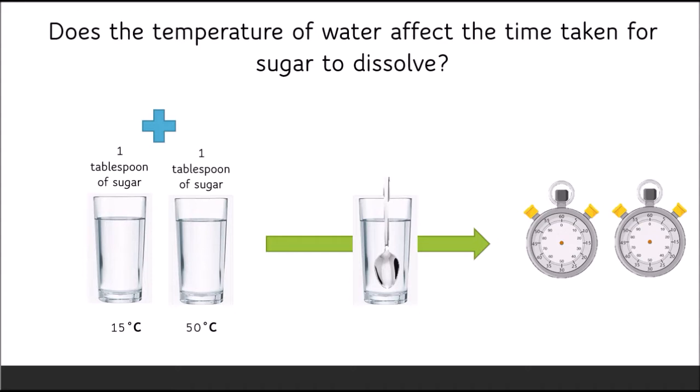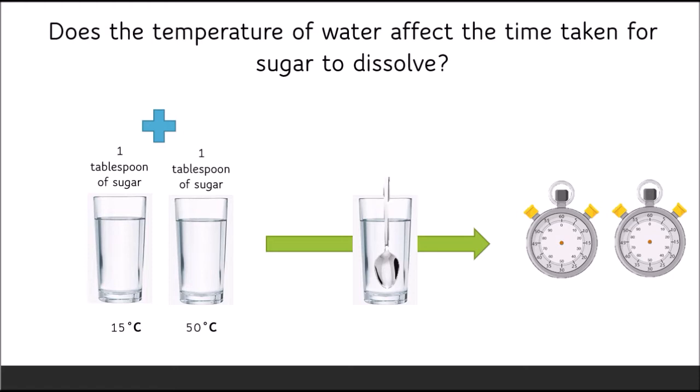Before we gather the information, let's understand the experiment. Here I have two glasses of water with different temperatures. The first glass is 15 degrees Celsius and the second glass is 50 degrees Celsius. In both glasses I put 1 tablespoon of sugar. I take only one glass with 15 degrees Celsius and then I stir to make the sugar dissolve. Before I stir it, I will set up the stopwatch to get the time taken for sugar to dissolve. Then I stir until the sugar dissolves and then I get the time.